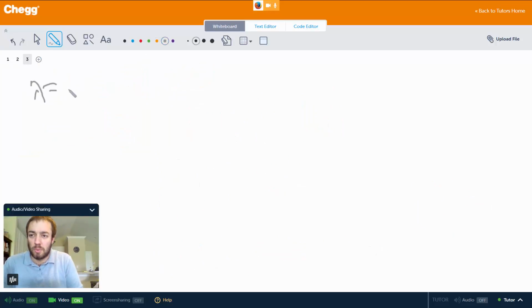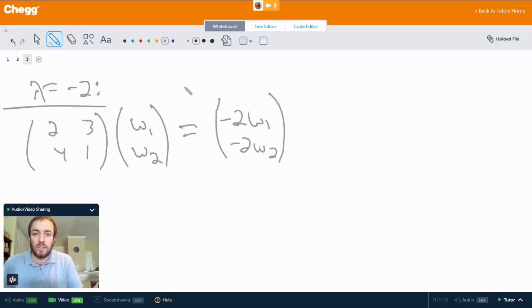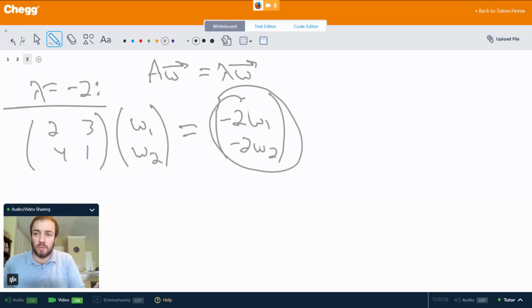So for lambda equals -2, we are going to have the matrix 2, 3, 4, 1 times, let's go ahead and use w since we already used v. It doesn't really matter, but why not? Equals -2 w1, -2 w2. So again, this comes from the equation A w equals lambda w, where A is our 2, 3, 4, 1, w is w1, w2, and lambda this time is -2. So that's where this -2 w1 and -2 w2 come from.